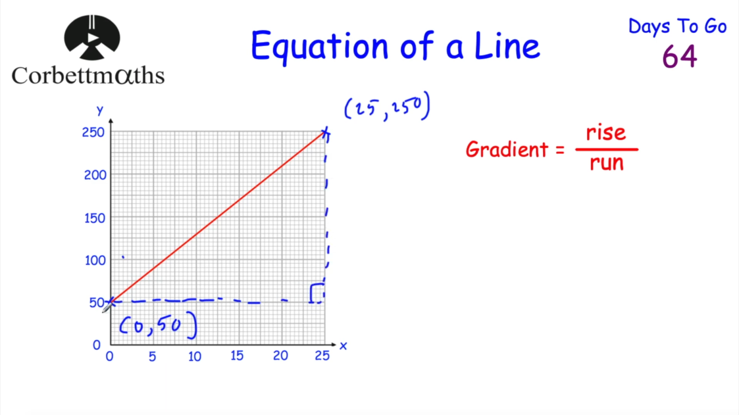Okay, in terms of the run, how far we're going across? Well, we're going from 0 to 25. So we're going 25 across, so the run is 25. In terms of the rise, well, we're going from a height of 50 to a height of 250. So the rise is equal to 200.